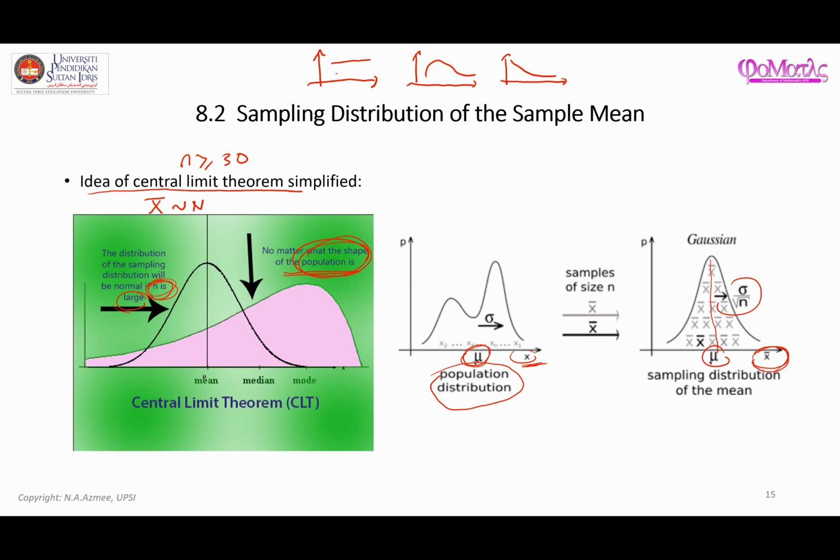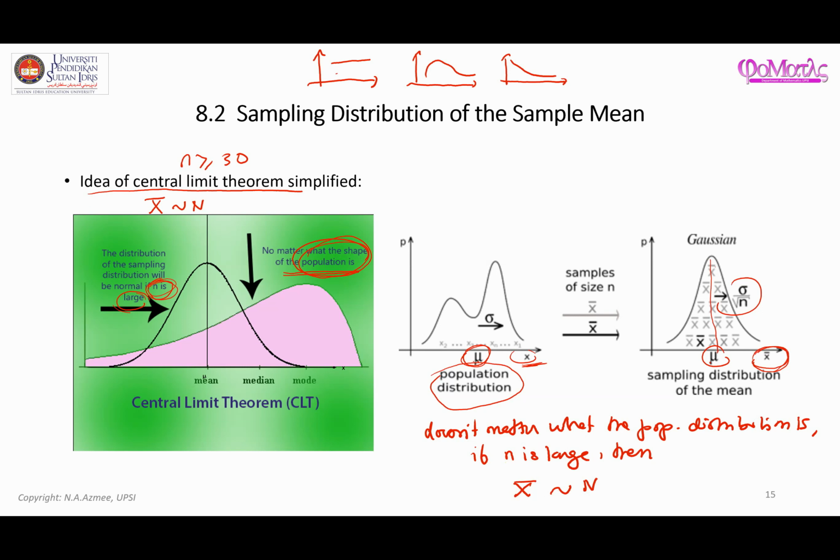Okay, so maybe I can try and write down the result. Let's say it doesn't matter what the population distribution is. If n is large, then this is the result that we have. The distribution of x bar is still going to be normal, or people like to use the word approximately normal, with mean mu and variance sigma squared over n. So the variance is still sigma squared over n.